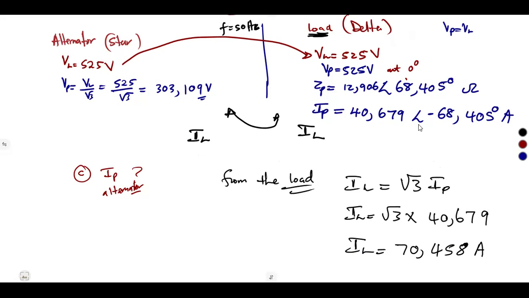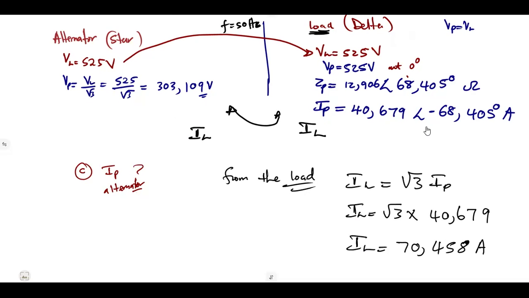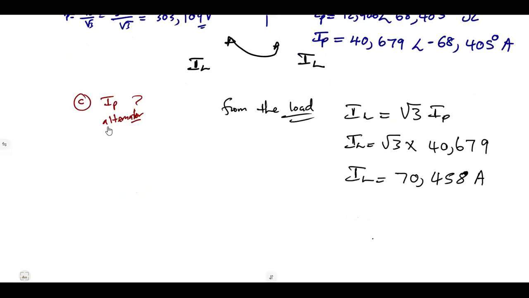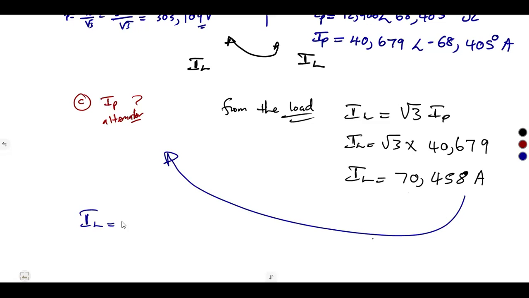So this is it, guys. We took the line value, we bring it here. This is the same because it is connected. The alternator is the one that is supplying, so definitely it is supplying the same line value. So to the alternator there, we have the line current, which is 70,458 amps from the load.